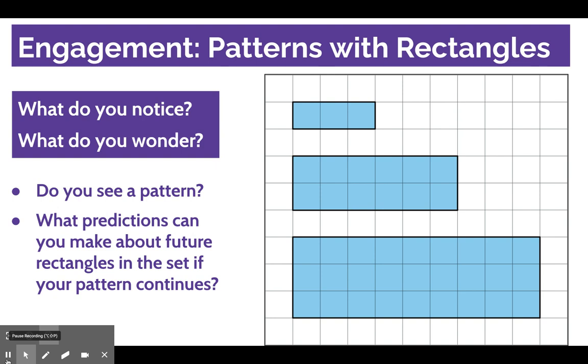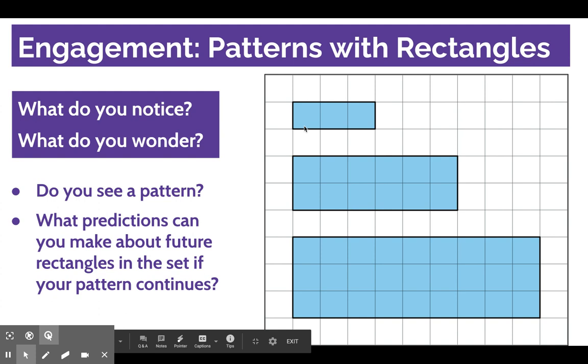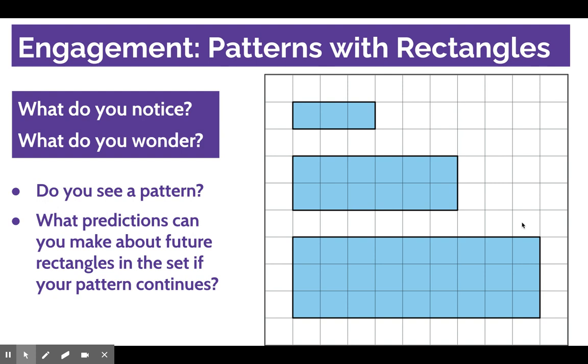So hopefully when you notice the pattern, you notice that the width, so how wide each one of our rectangles were, increases by 3 units each time. And hopefully you notice that the height also increased by 1 each time. Some things that you might be wondering is, how much does the area increase? Or how much does the perimeter increase? Or even which rectangle will have a width of 10. So those are just some things that you might have wondered, but you definitely should have noticed the pattern of the width increasing by 3 each time and the height increasing by 1.